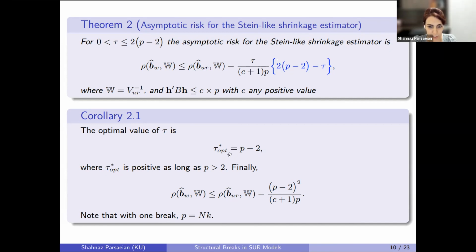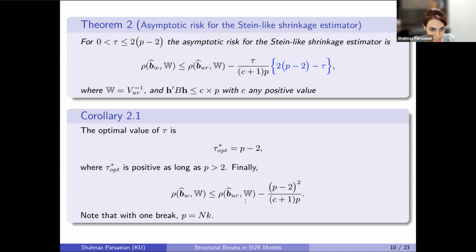And finally, by plugging this back into the risk function, this is the final look for the asymptotic risk. That's basically saying that you can think about this parameter C as a break size. So if the break size is very large, then this part will be gone, and we expect to see equal performance for the Stein estimator and for the unrestricted estimator. But for the cases where the break size is small, then this term will be negative, so the risk of the Stein will be lower than the risk of the unrestricted estimator.